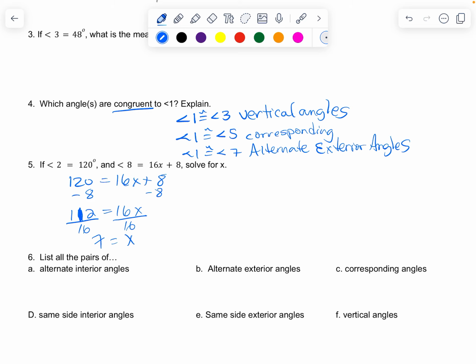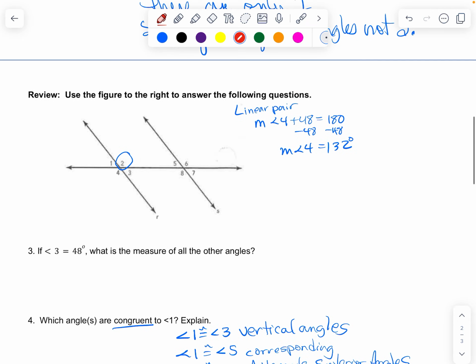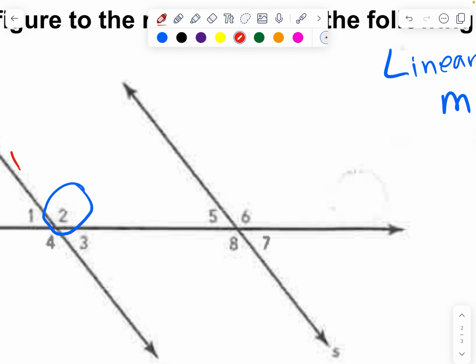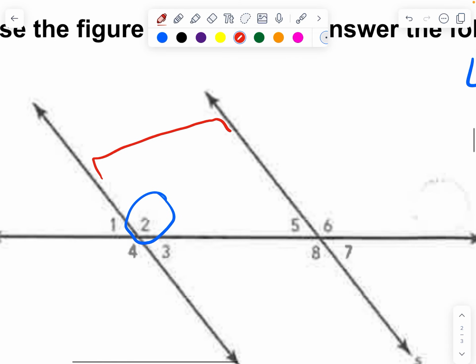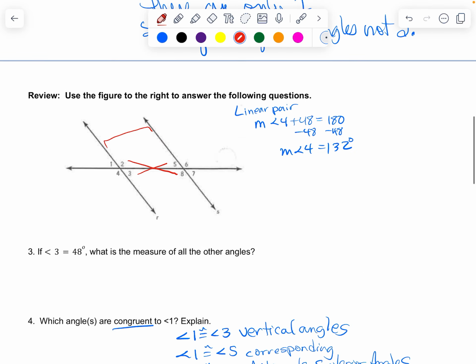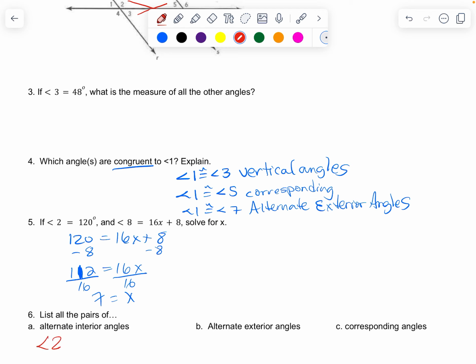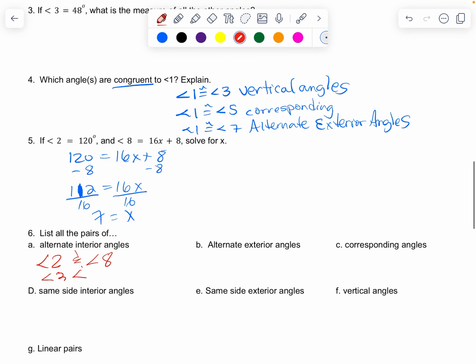Okay, so down here, it wants to list all the alternate interior angles. Interior means they're between the two lines. So that's 2, 5, 3, and 8. The alternate ones will be on opposite sides of the transversal. So 2 and 8 and 3 and 5. Angle 2 and angle 8, angle 3 and angle 5.